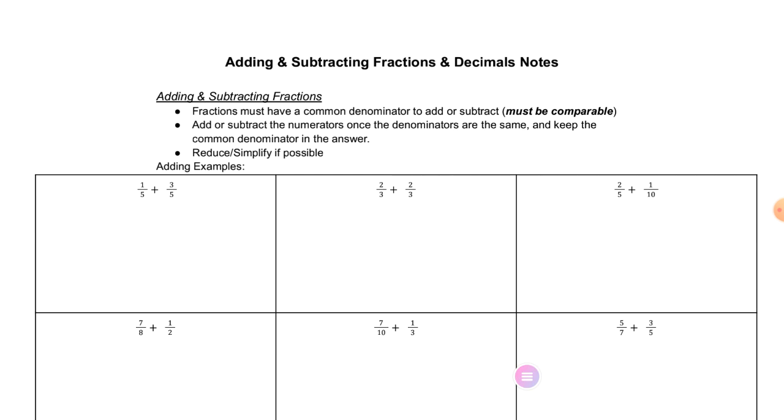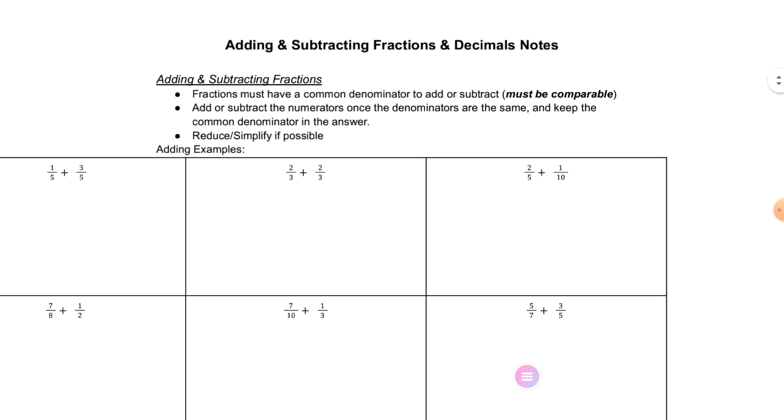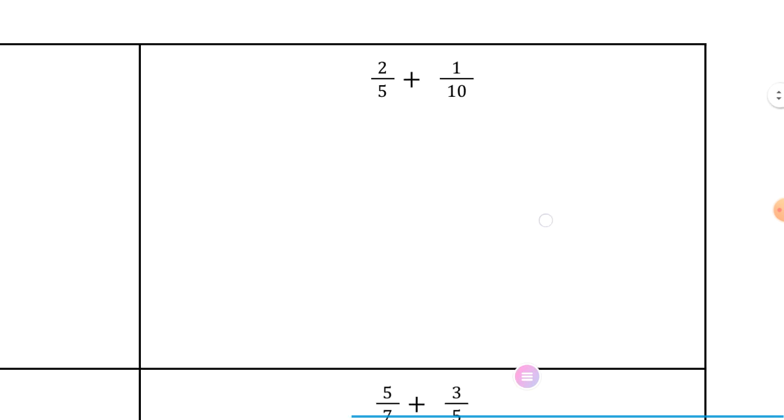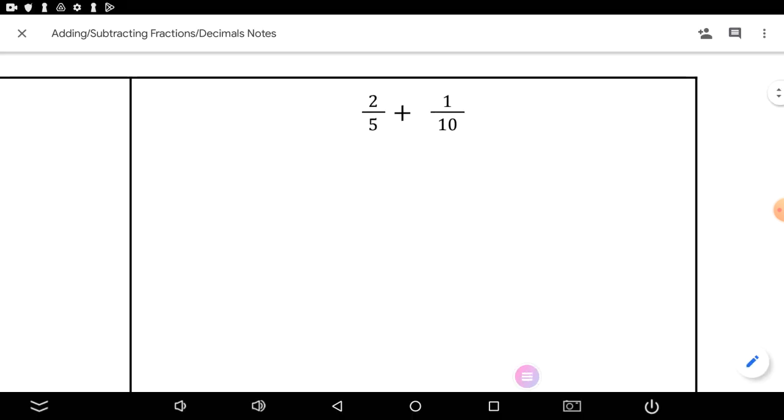So let me see where we are at. Let's go to this one right here. 2/5 plus 1/10. Make it bigger for us. To add and subtract fractions, the fractions must be comparable. Are those two fractions comparable? No. Why, Bryson? Yeah, for fractions to be comparable, the denominators must be the same.